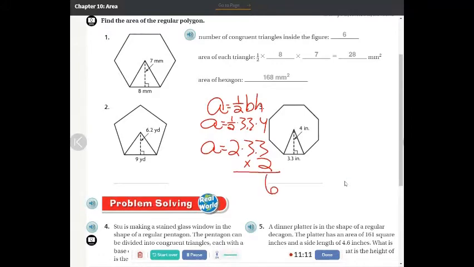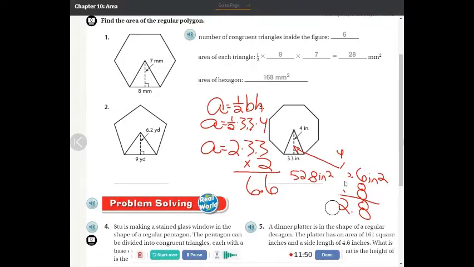2 times 3 is 6. 1 digit behind the decimal. That means the area of a single triangle is 6 6/10 square inches. What we need to do, though, is remember we're finding the area of the entire octagon, which has 8 sides, which means we need to multiply 6 6/10 by 8. 8 times 6 is 48. Then we have 8 times 6, which is also 48, plus 4 is 52. 1 digit behind the decimal. That means our final answer is 52 8/10 square inches.